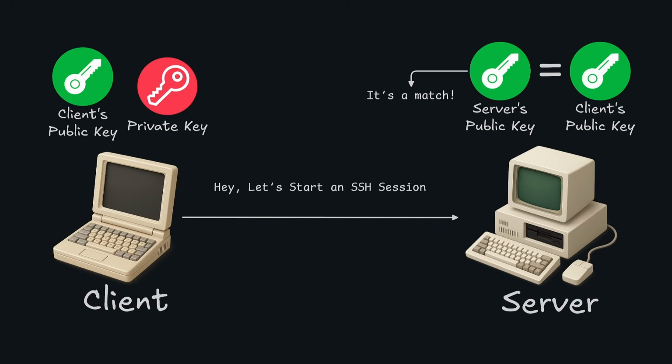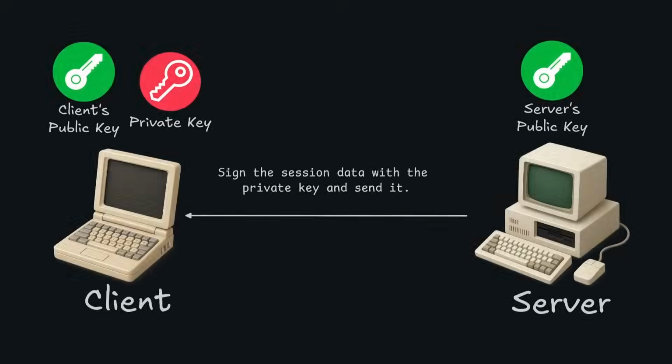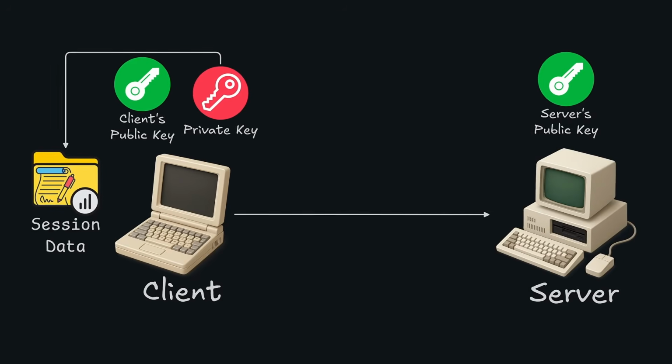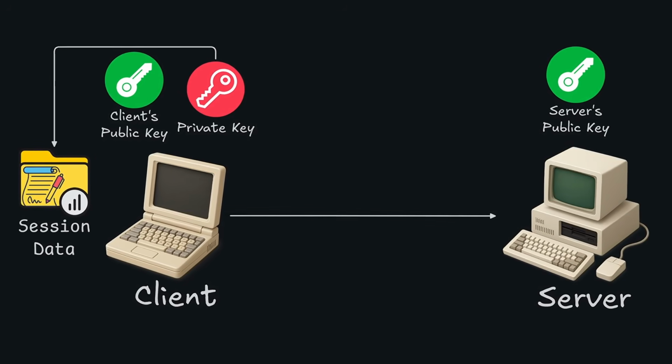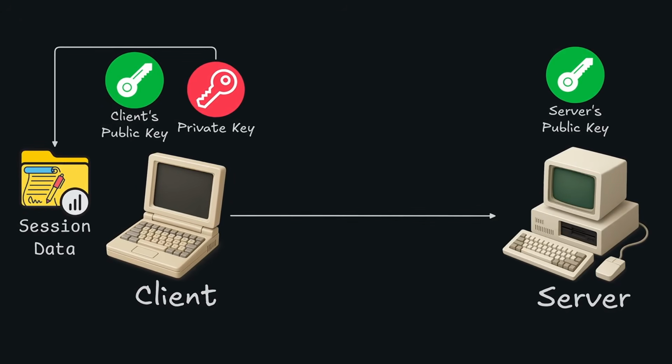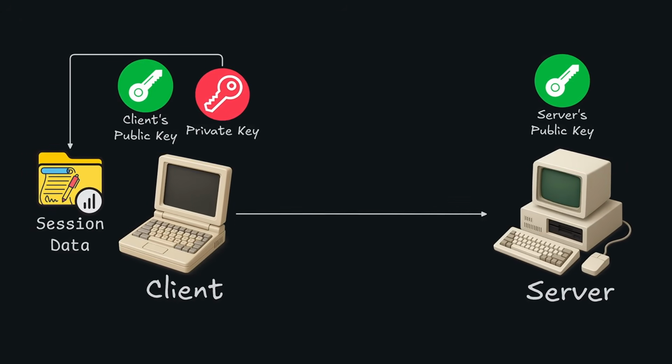At this stage, the client must prove that it actually owns the corresponding private key. Instead of sending a password or receiving a simple challenge, the client creates a digital signature. This signature is generated using the private key and a piece of session-specific data that is shared between the client and the server. This data includes elements like the session identifier and protocol details, ensuring that the signature is unique for that specific connection. The client sends this signed data back to the server.